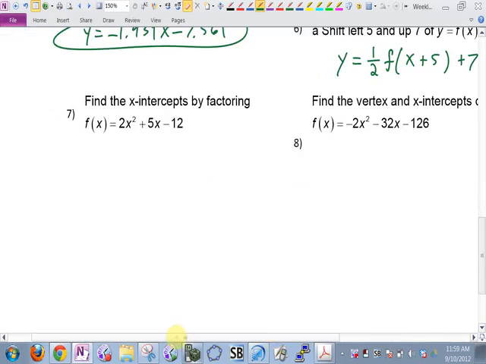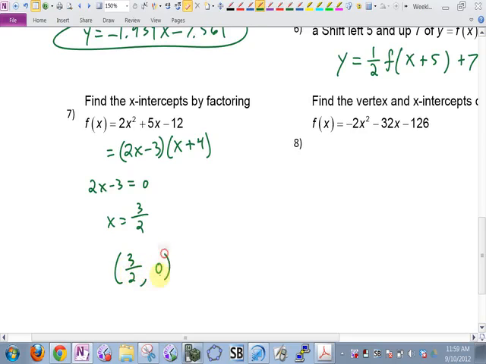All right, how about factoring? If you guess and check factor, this becomes 2x minus 3, x plus 4. So to find the x-intercepts, you got to set each of those equal to 0. So you get x equals positive 3 halves. So that represents the x-intercept 3 halves comma 0.